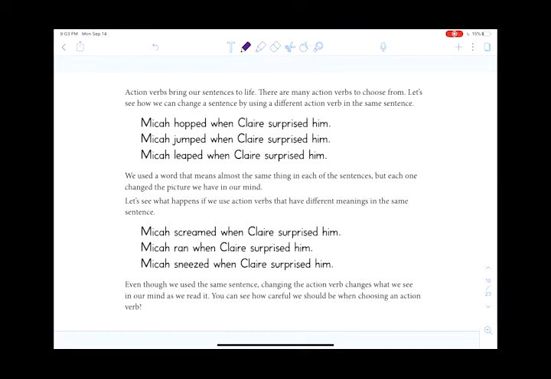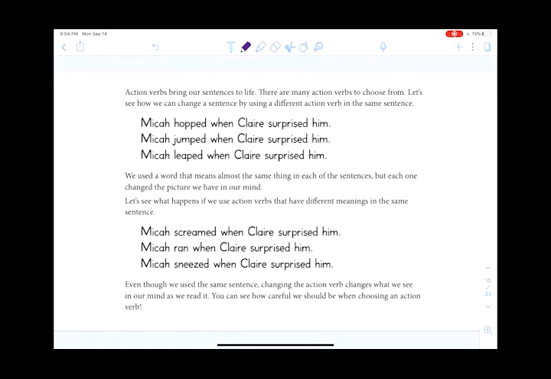Let's see what happens if we use action verbs that have different meanings in the same sentence. Micah screamed when Claire surprised him. Micah ran when Claire surprised him. Micah sneezed when Claire surprised him. These are all the same type of sentence, but changing the action verb in each sentence leaves us to think of different things.